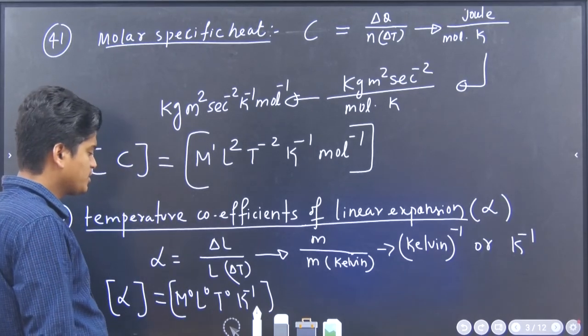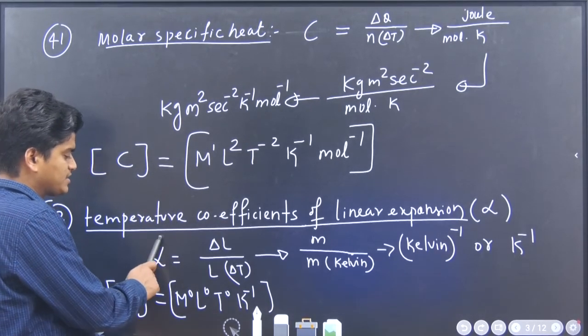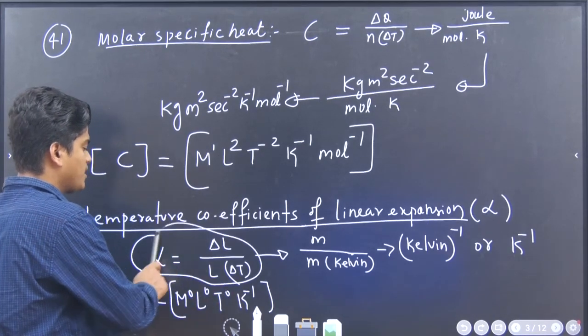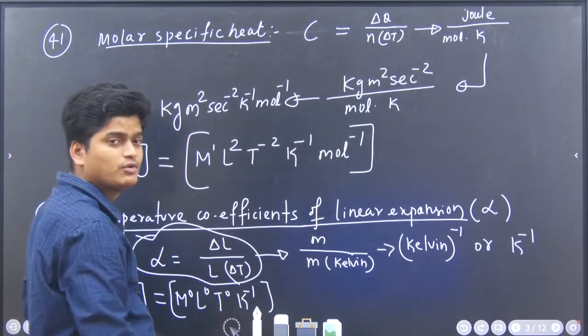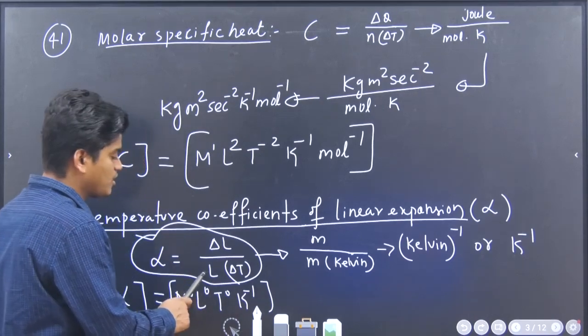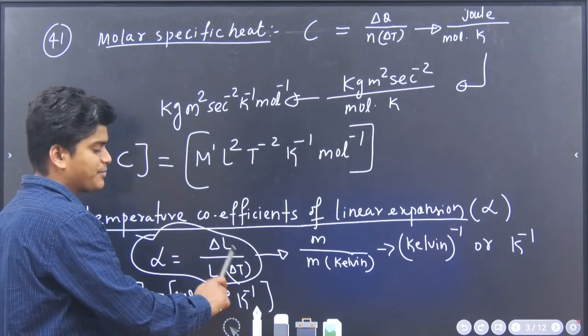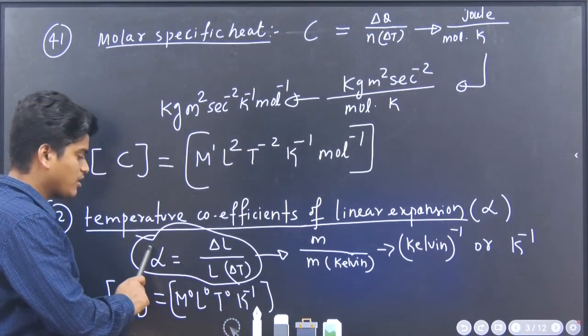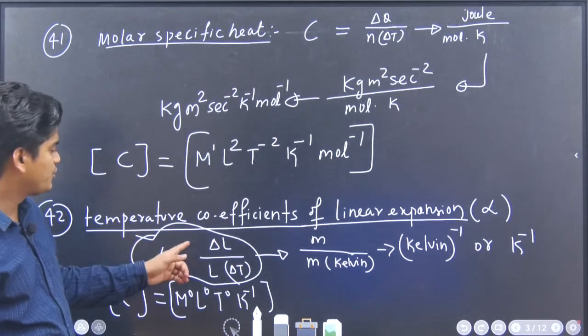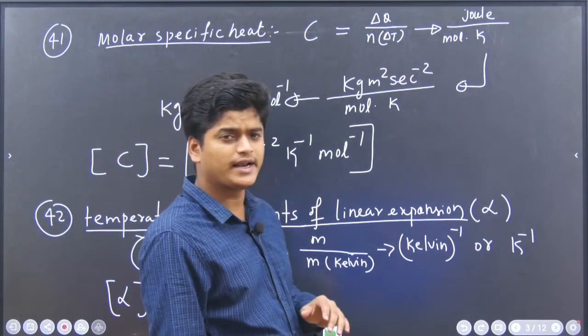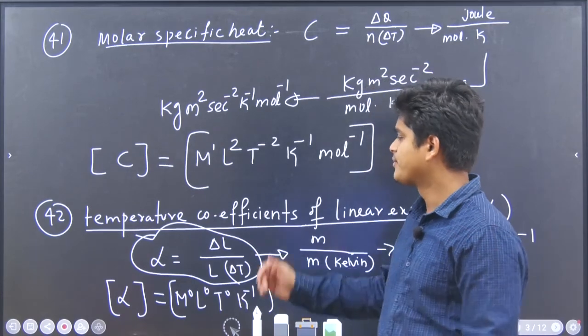But remember one more thing, sometimes in a NEET question they ask directly, what is your alpha, and delta L will be given, change in length will be given, original length also given, temperature difference also given. So directly they will ask what is your alpha. If you remember the formula itself, directly you can put in the answer from this formula.